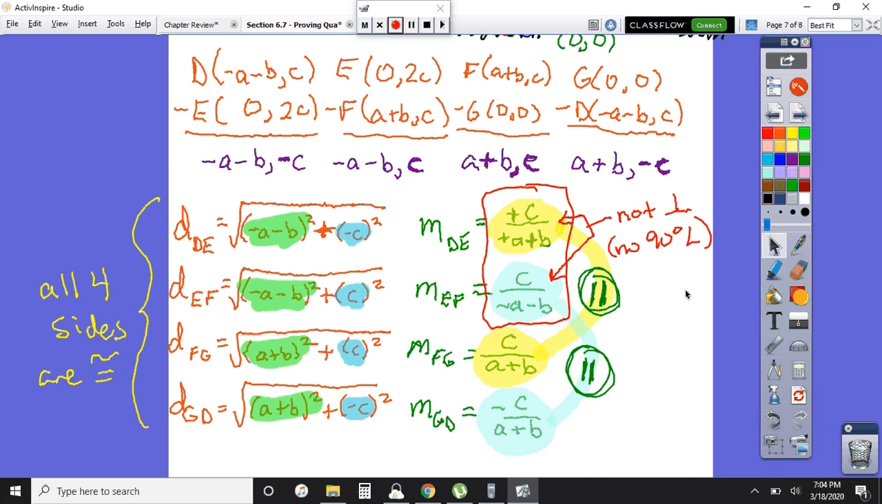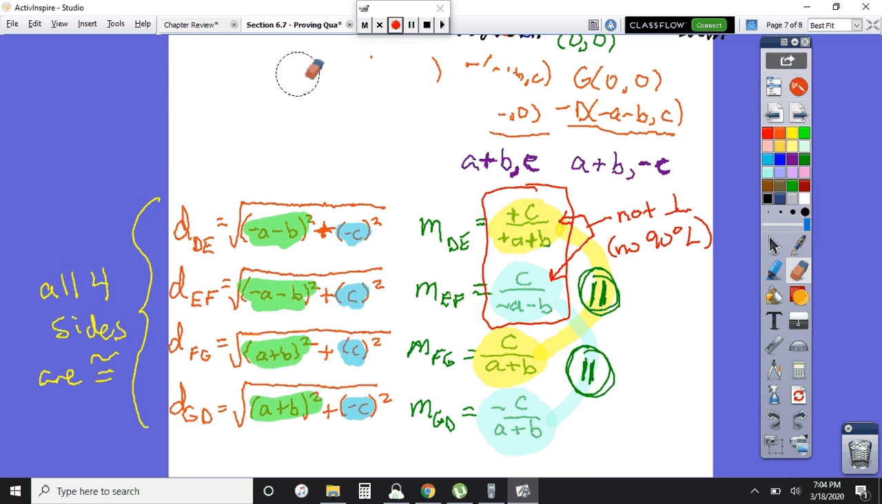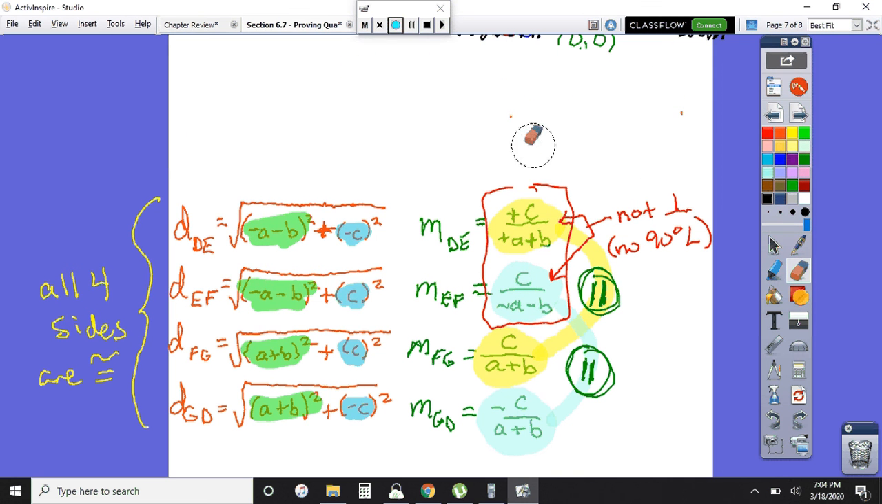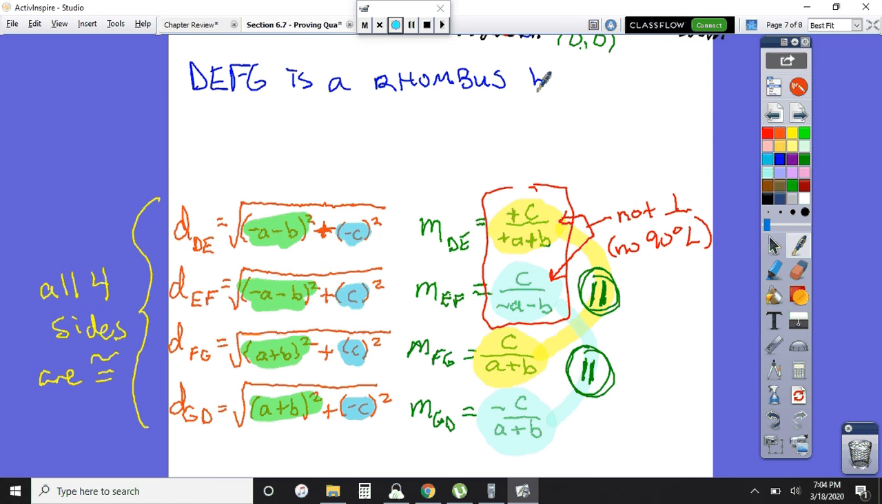Okay, are we ready to finish this thing? So here's what I'm going to do. Let me clear off this top space up here. And we are going to finally conclude that this shape had to be a rhombus. So DEFG is a rhombus because, and then we're just going to focus on what the definition was, because it has two sets of parallel sides. So again, if you look at the official definition of a rhombus, it says it is a parallelogram. But what is a parallelogram? It has two sets of parallel sides.